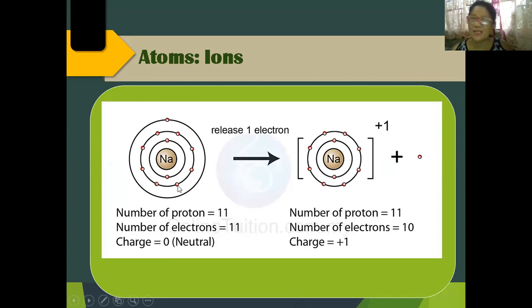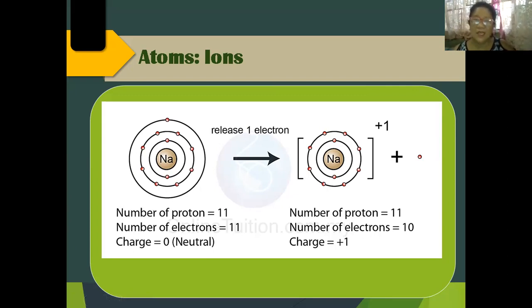For instance, sodium has 11 electrons. So your Z, your number of protons, is 11 for sodium. Can you still remember the octet rule? In the so-called energy level, can you still remember your quantum theory? Okay, that will be for the next topic. We will just have a small portion of this here. So, for sodium, it has 11 electrons.